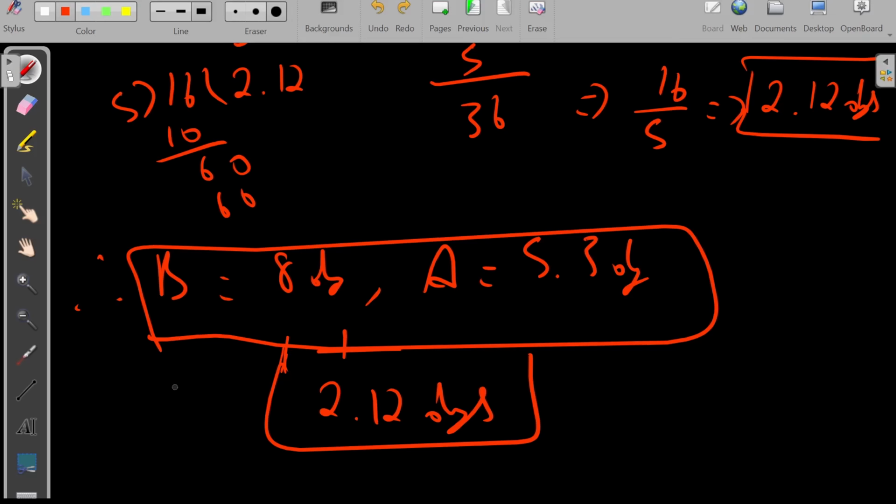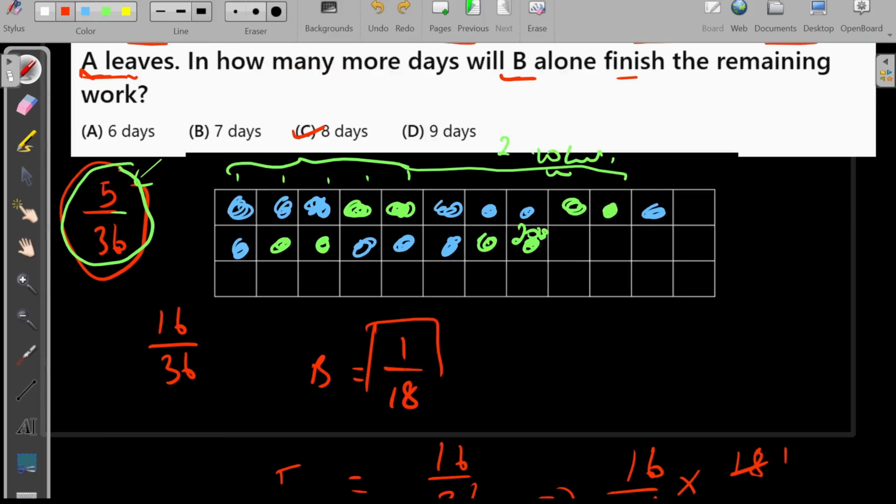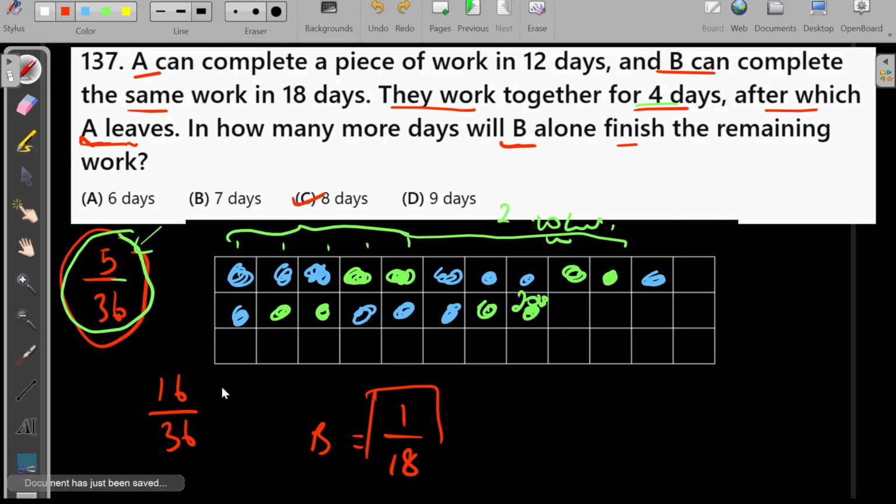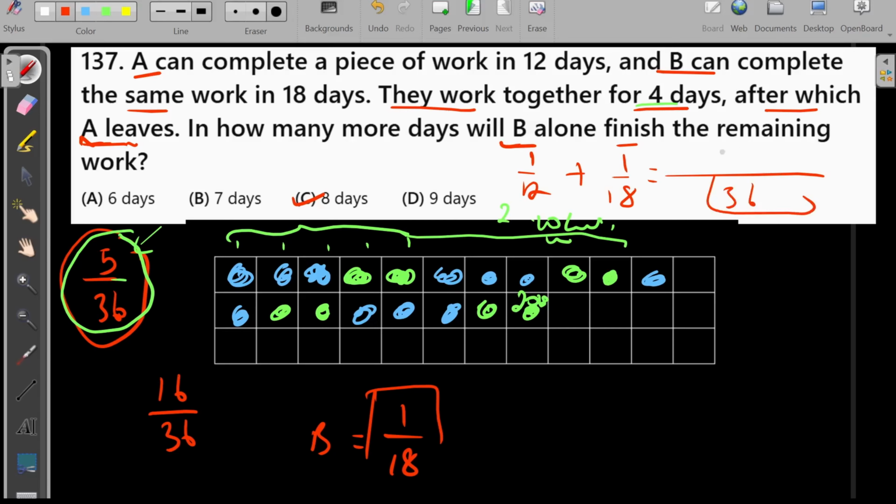Now let's actually revise what we have just learned. In order to solve this question, I need to find the 1 day of work. We know that A is 1 over 12 days. So I have 1 over 12. B is 1 over 18. The next step you need to do is take their LCM. If I do the LCM, I get 36, the total work, and 5 over 36 if they were to work together, 5 blocks out of 36 blocks.